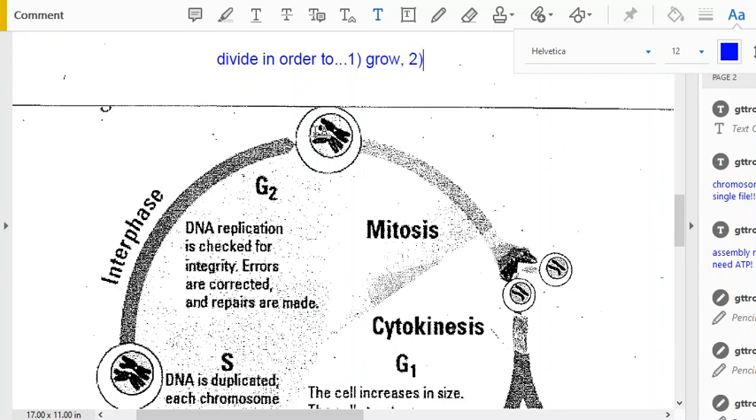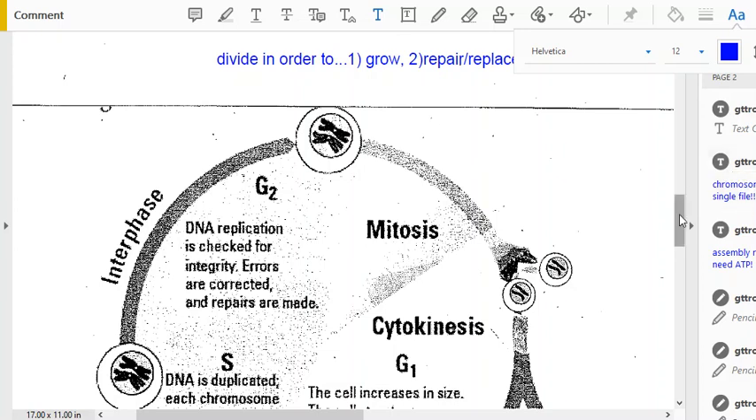And the second thing is to repair. I'll say repair or replace damaged cells. Right? If I cut myself, those cells are not permanently missing. I don't have a permanent gash in my arm. The skin cells will undergo mitosis and kind of close the gap and heal me, right? So cells, yes, they divide to grow, but they also divide to repair or replace damaged tissue.